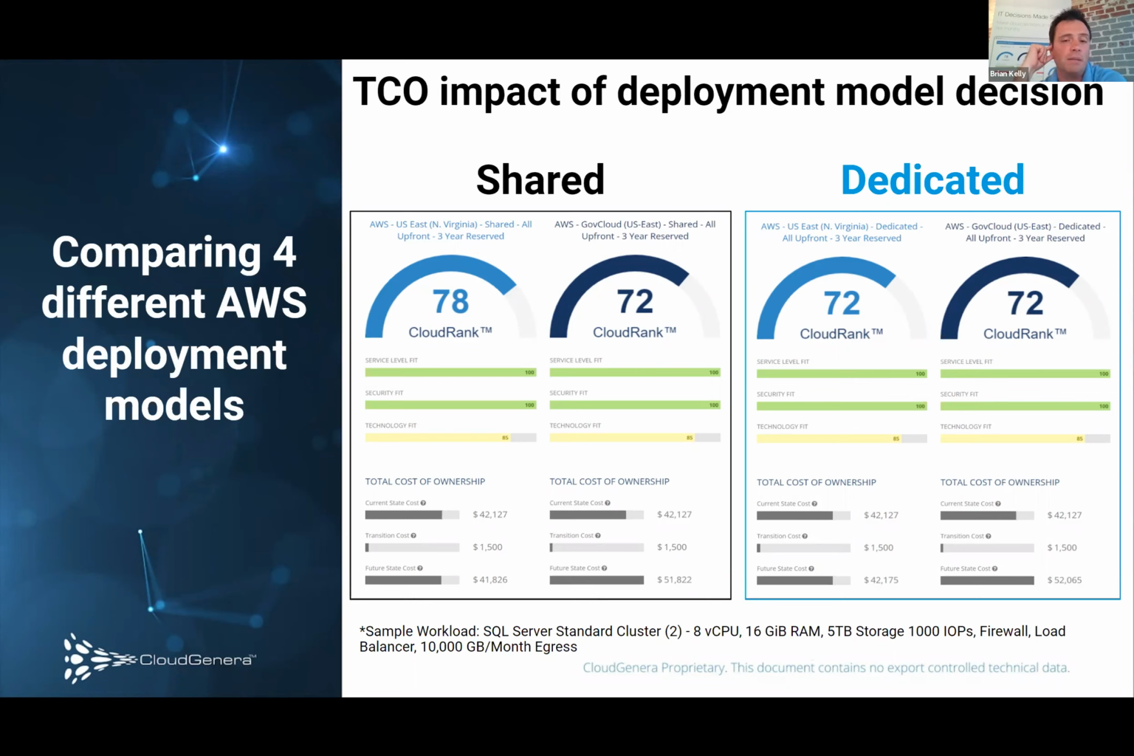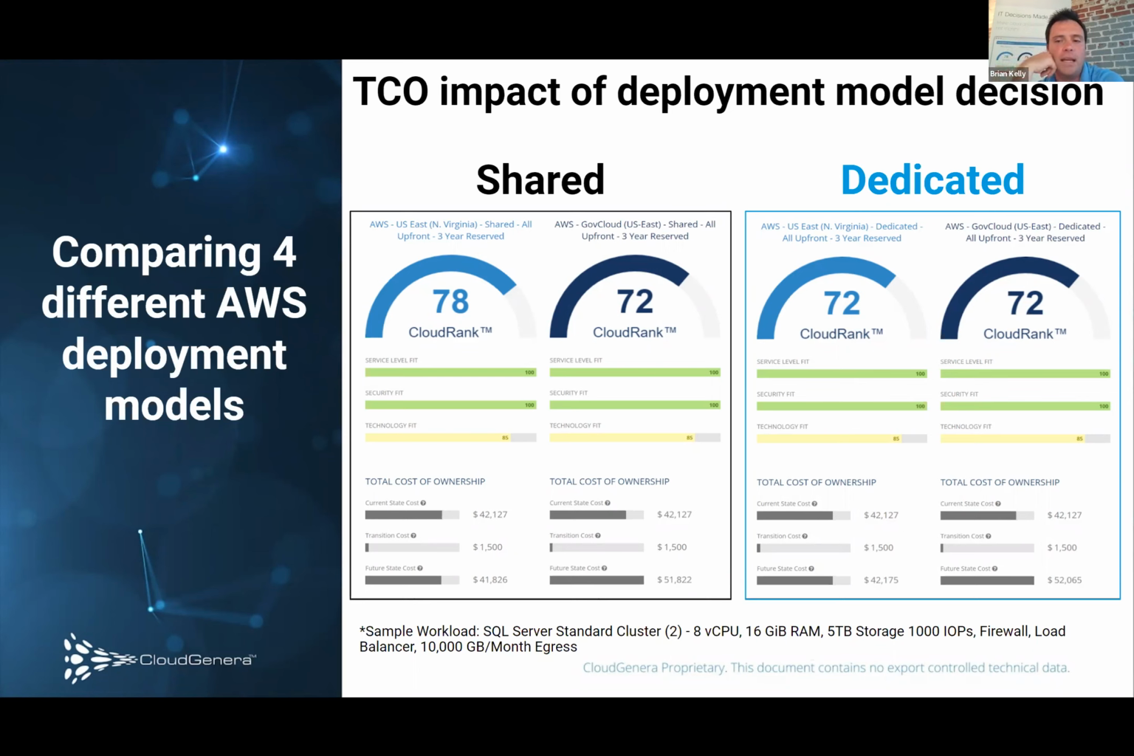And what you can see here is that the cost delta is pretty significant, right? If you have a regulated workload that needs to be in GovCloud versus a workload that you're able to run in an unregulated environment, that's a $10,000 delta on a roughly $40,000 workload. We're using a SQL Server standard license model with a clustered 8 vCPU, 16 gig of RAM configuration, as well as 5 terabytes of storage, 1,000 IOPS, and then the associated networking services that we project will be needed.